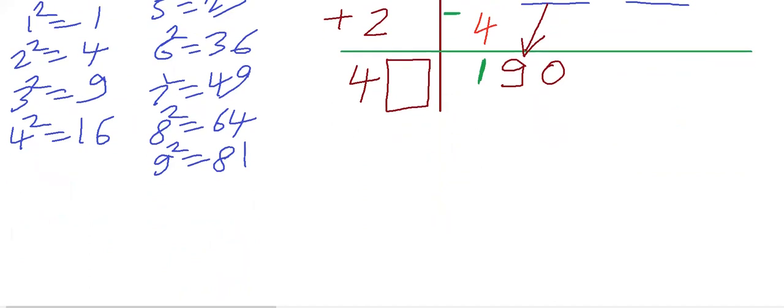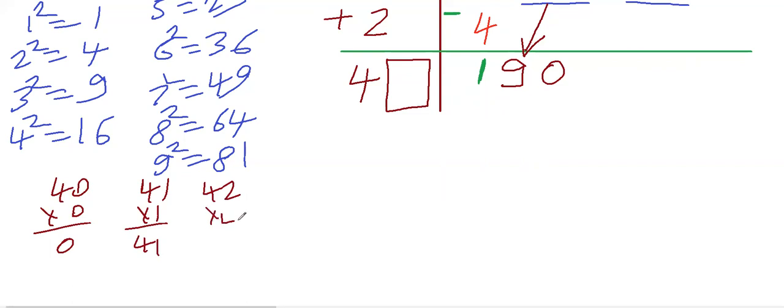See here, I will try 40 into 0 is 0. Then again 41 into 1 is 41. Then 42 into 2. 42 into 2 is 84. Then I will use 43 into 3. 43 into 3 is 129.